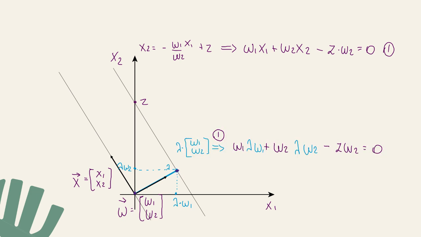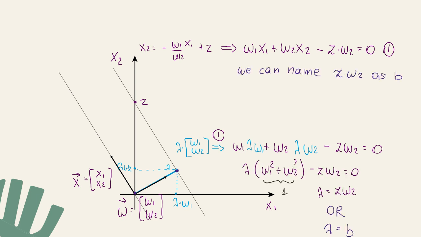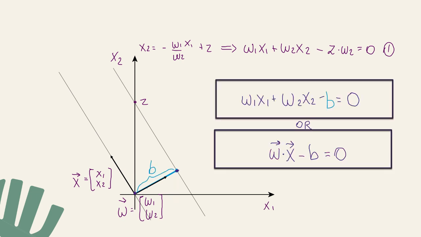Let's plug those numbers into our equation of the hyperplane. Here it is. Let's do some simple calculations. Since w is a unit vector, w1 squared plus w2 squared equals 1. At the end we get that lambda, or b, or a bias as some say, is the perpendicular distance from the origin to the hyperplane. Alright, let's use the compact way of writing the hyperplane. Now we finally know what that b is. It is the perpendicular distance from the origin to our hyperplane.